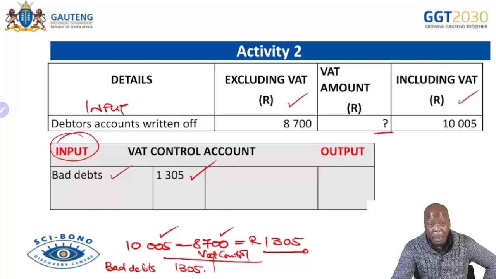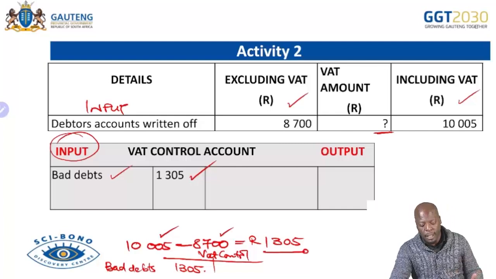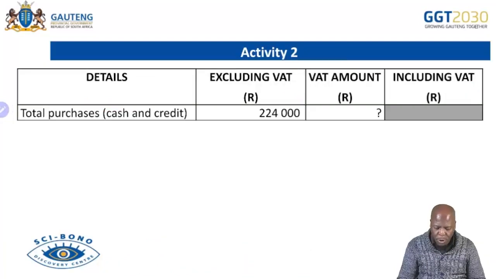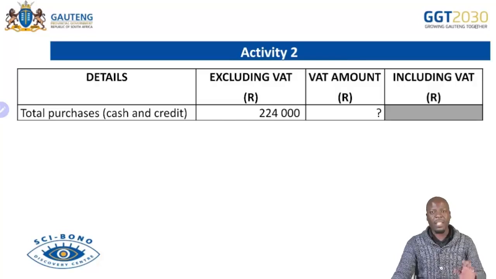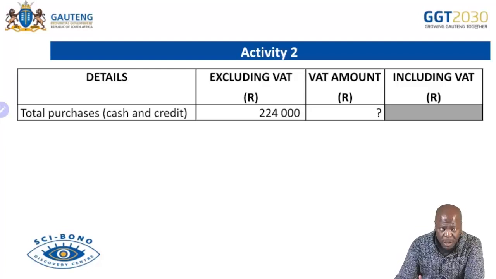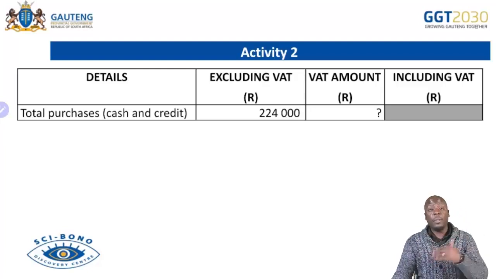I want us now to go on to my next aspect. Remember, in this particular question, our focus is on the VAT amount. Let's go on to the next one, and the next one is now saying total purchases. I'm going to give you less than a minute. I want you to calculate this one for me. First, tell me, is it input or output? Purchases. What direction are the goods going? Are they coming in or are they going out? That will tell us whether it is input or output.